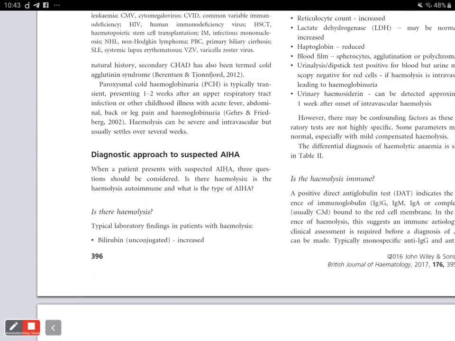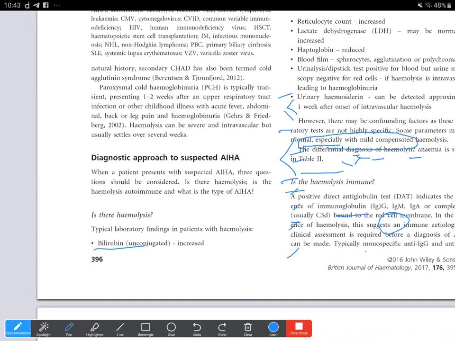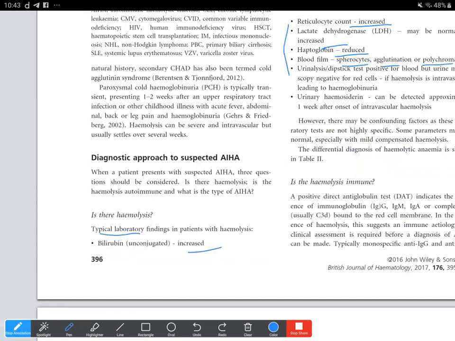Now, they have mentioned that these findings are typical. There will be an increased bilirubin, an increased retic count, increased LDH, and reduced hemoglobin, and the blood film will show spherocytes, agglutination, and polychromasia. This is all regarding the blood examination. And then in the urine examination, urine will be negative for blood cells, but it will show hemoglobinuria, and hemosiderin can also be detected even 1 week after onset of intravascular hemolysis.